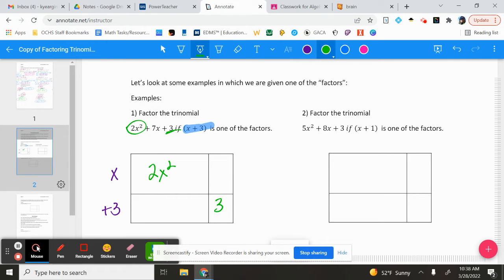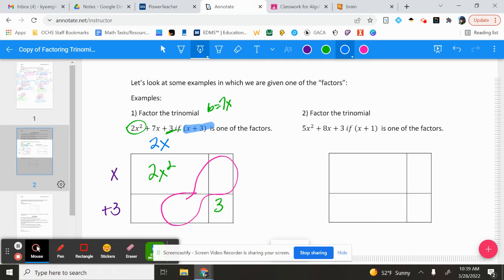Now I have to be careful. My b value is going to be equal to 7x, but remember these two values here in the middle for our peanut, they have to be added together to equal 7x. Well, we can work this like a puzzle and come backwards. So if I know that x times something must equal 2x squared, we have to think, x times what would equal 2x squared? Well, I know it's going to be 2x.